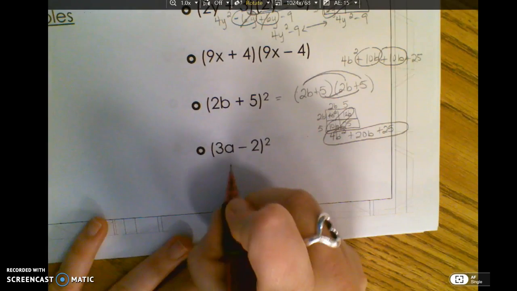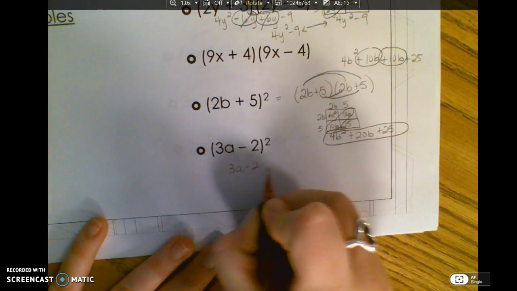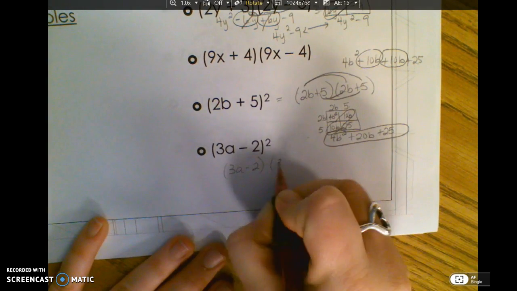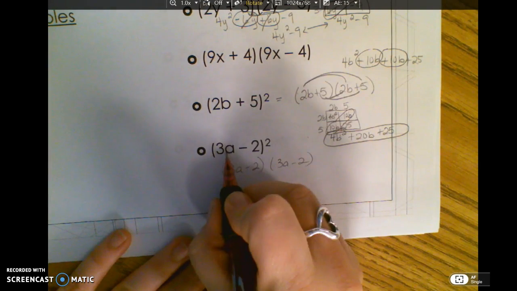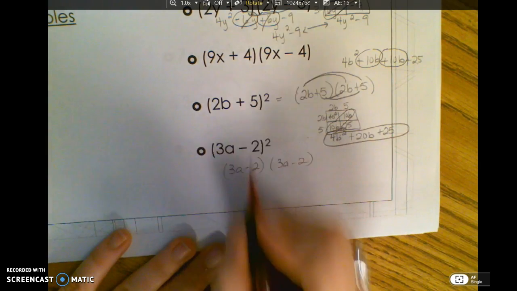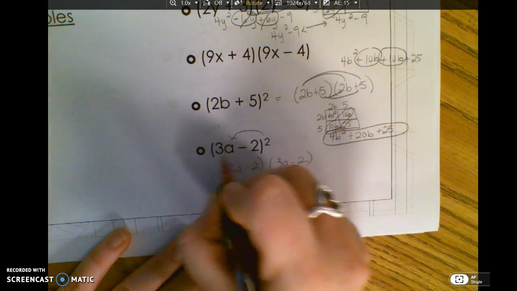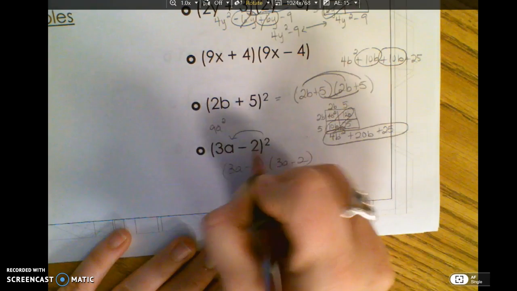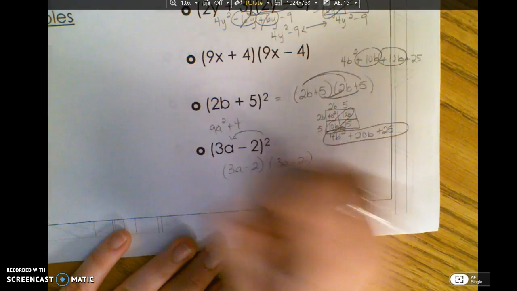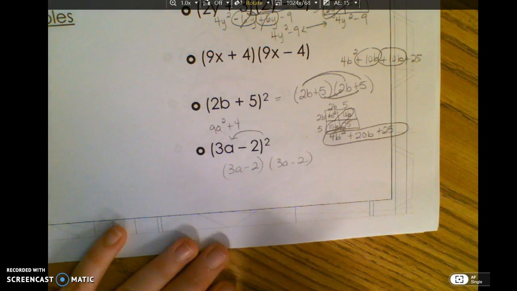Okay, 3a minus 2. It is squared. I should write it twice. I do not do 3a squared and negative 2 squared. If I were to do that, 3a squared would be 9a squared, and negative 2 squared is a positive 4. That would be your answer, and I'm going to show you why it's wrong.